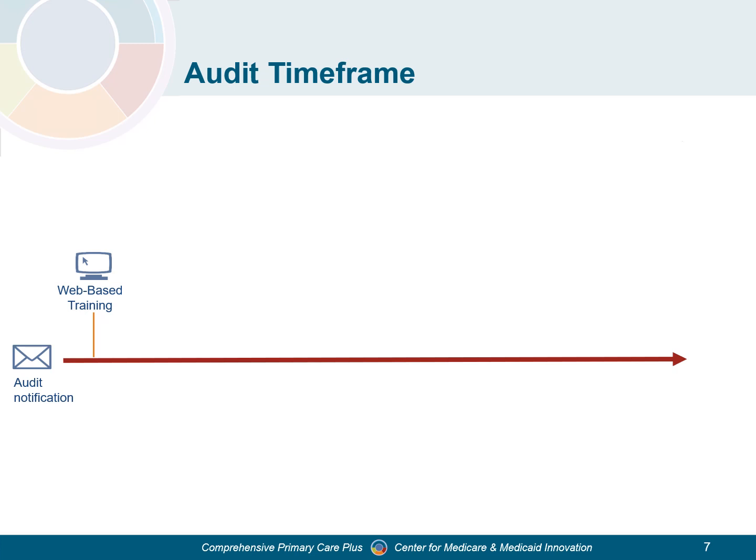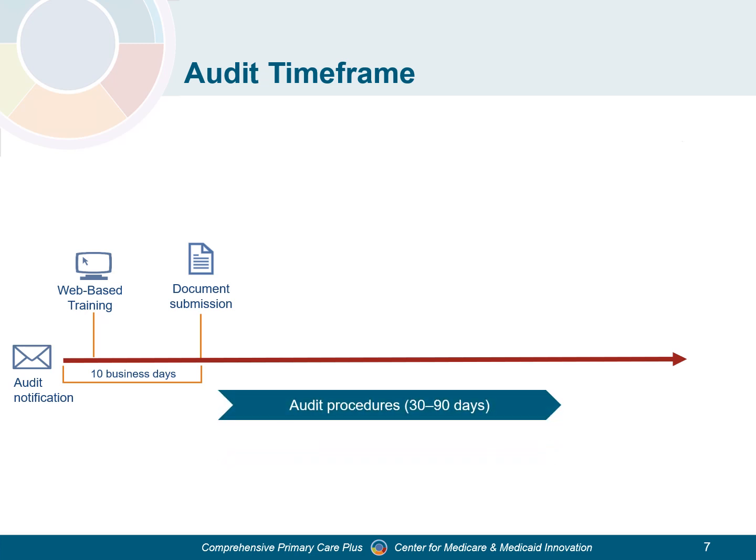The first key date to be aware of is the document submission deadline, which is 10 business days from the day you received your audit notification. Your notification package materials will clearly list the specific date your first responses are due. Audit procedures typically take between 30 and 90 days, starting after submitting your audit information and documentation. Your audit lead will contact you as necessary with clarifying questions or if additional documentation is required.